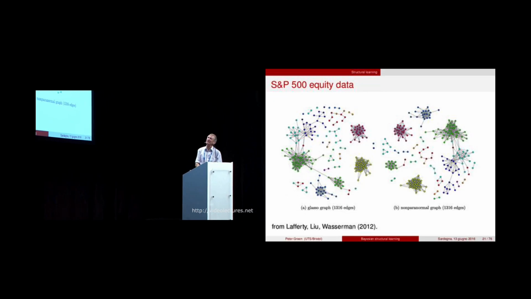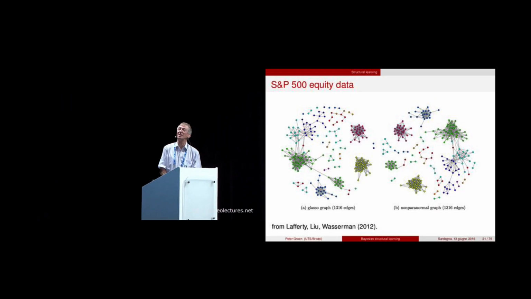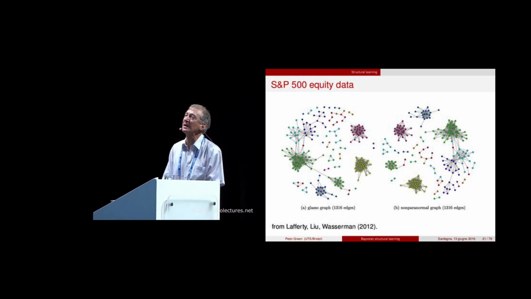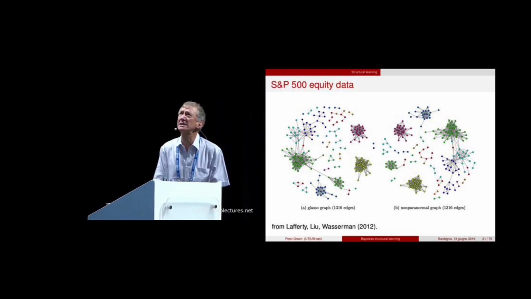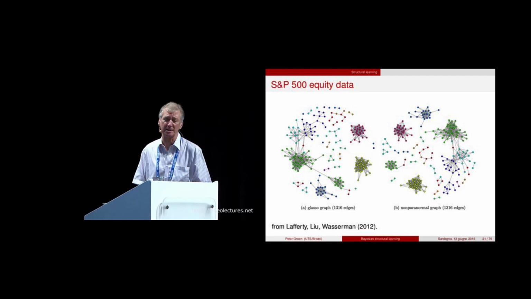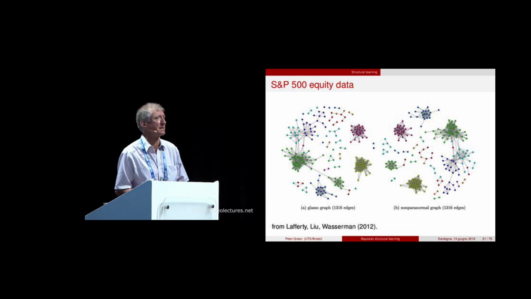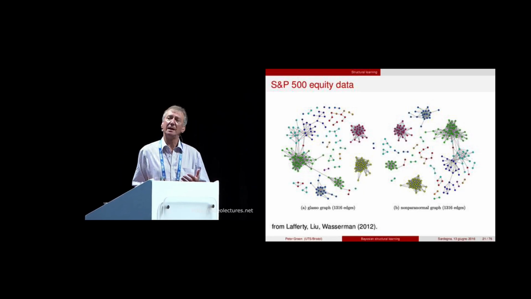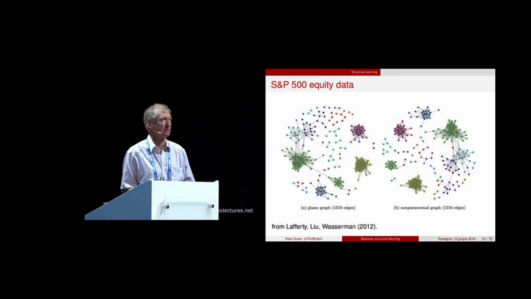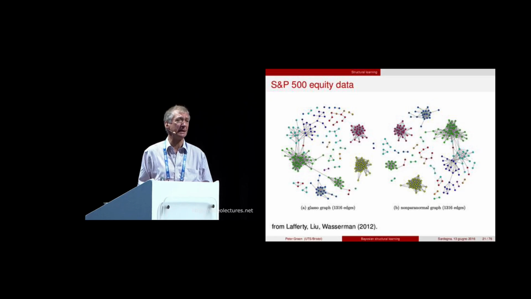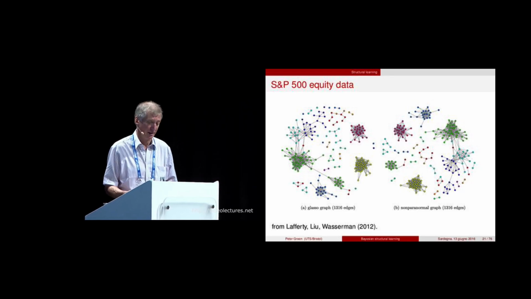To steal a slide from another person present at the conference, these were 2 analyses from financial data, S&P equity data. I've shown 2 examples here because it emphasizes that the graph, which of course is an important discrete structural representation of the dependencies, is not independent of inference about parameters. And so under different distributional assumptions and different criteria, different graphs may be inferred.